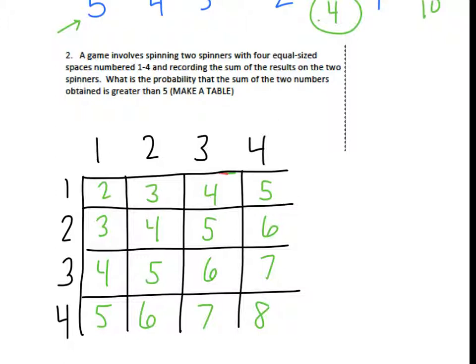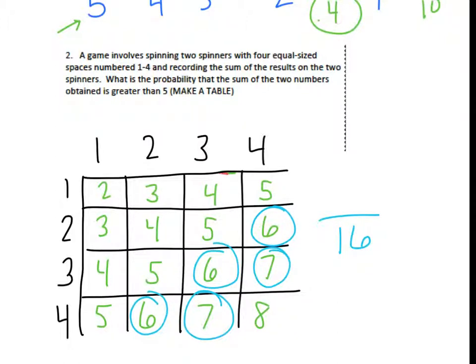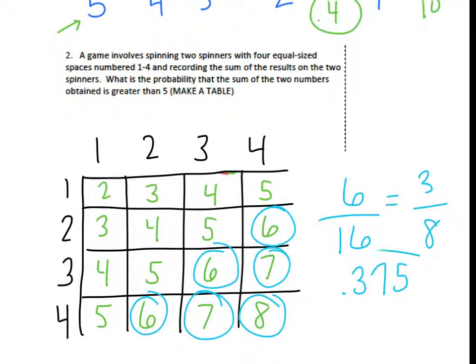And we're looking for the probability that the sum of the 2 numbers obtained is greater than 5. Well, there are 16 possibilities because 4 times 4 is 16, and a sum greater than 5, well, it can be 6, 7, or 8. So 6 out of 16, which is 3/8, which would be 0.375.